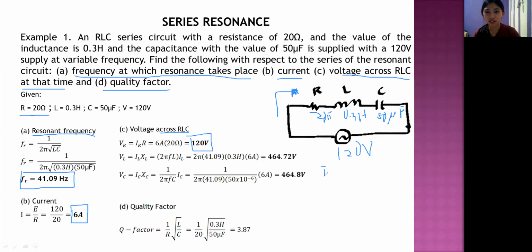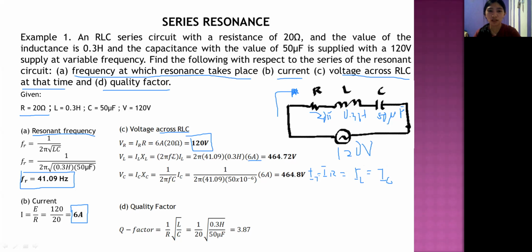So the total current is equal to the current in the resistor and the current that is flowing through the inductance and the capacitance. So here we have the 6 amps.